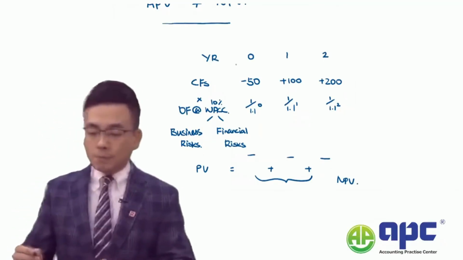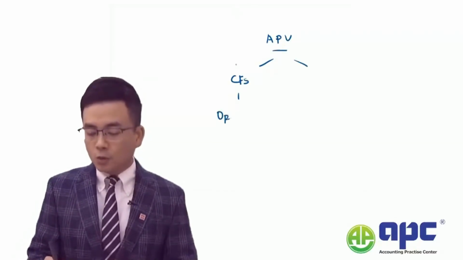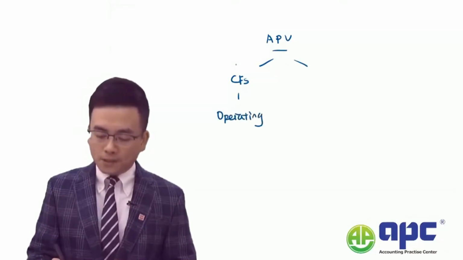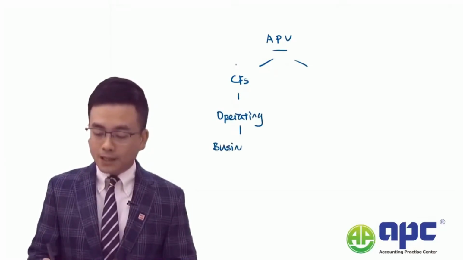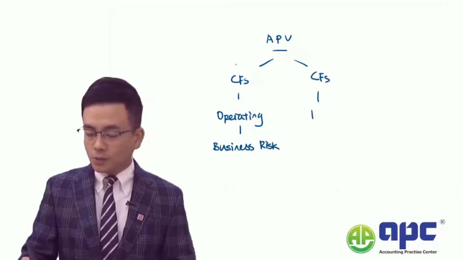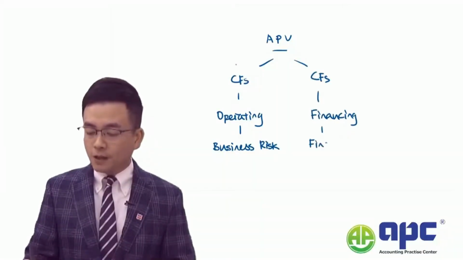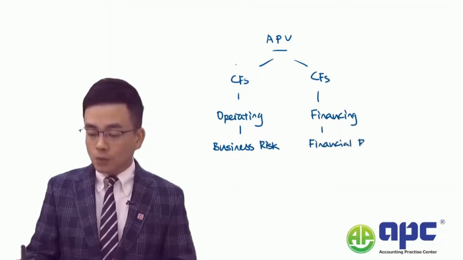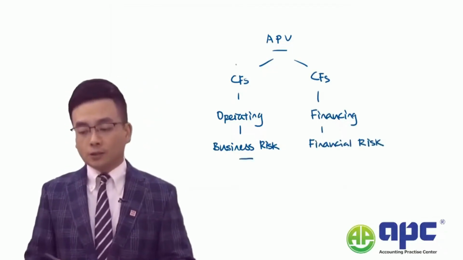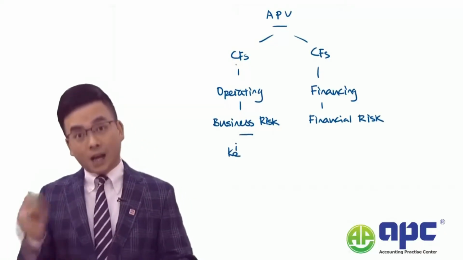And of course, what APV does instead, the idea is quite straightforward. We simply divide the cash flows into the operating cash flows, which only reflect the business risk of the company, and then the cash flows related to the financing part, which means the financing effects of the cash flows, which only reflect the financial risk. And when we discount the operating cash flows, we need to use the cost of equity ungeared. And I will tell you how in a second.